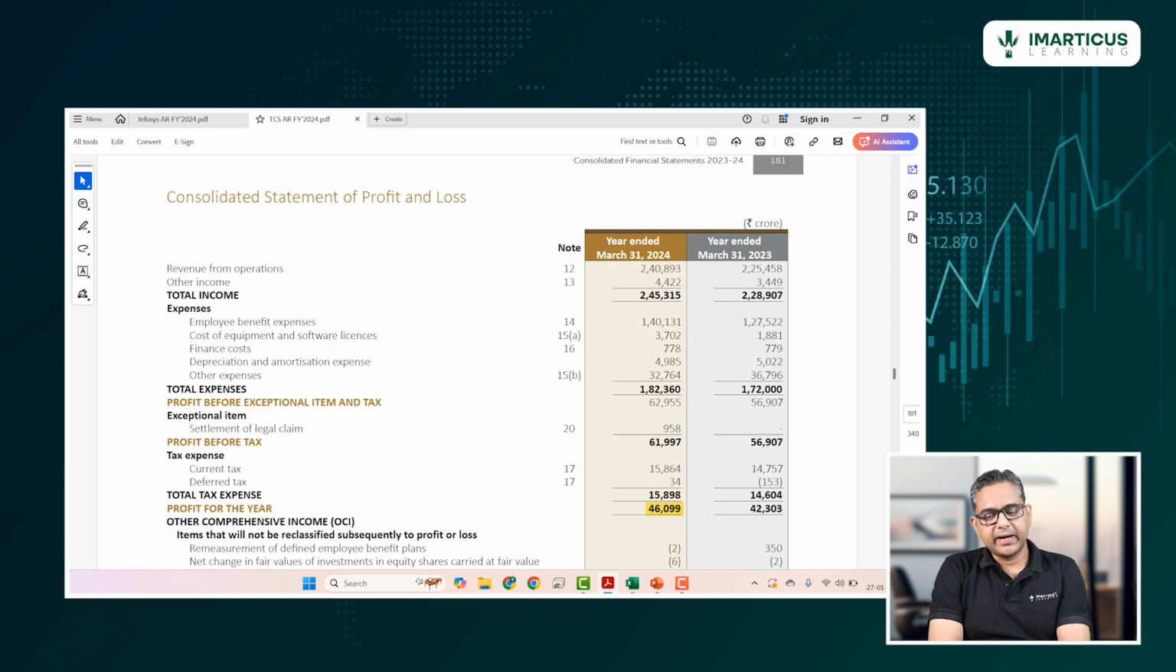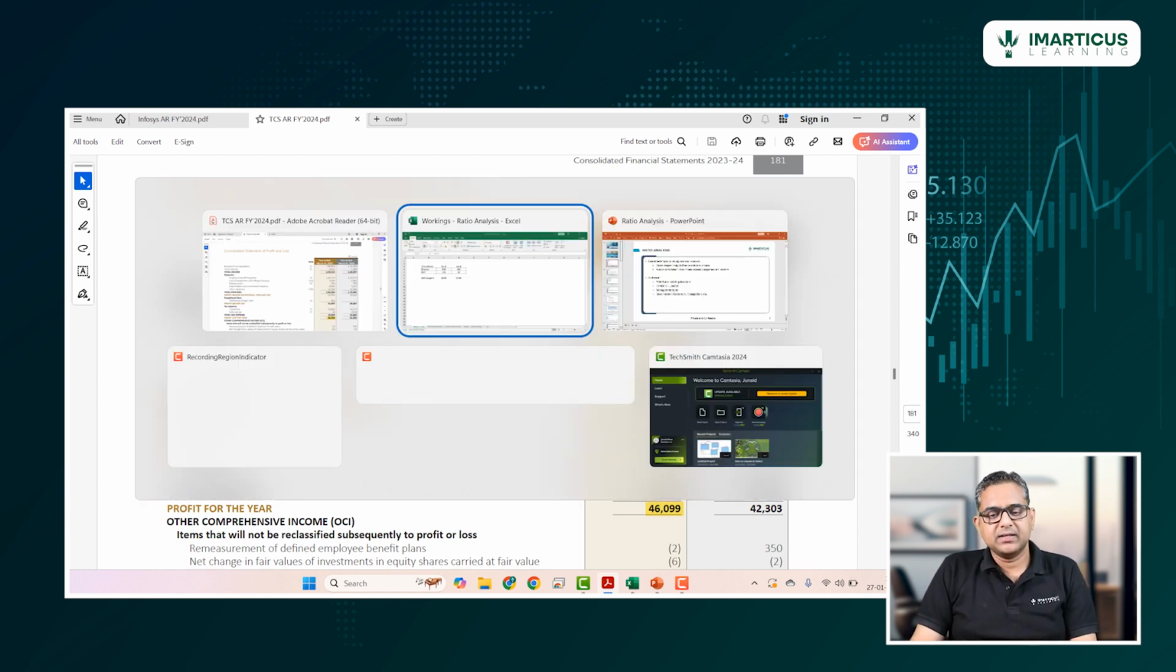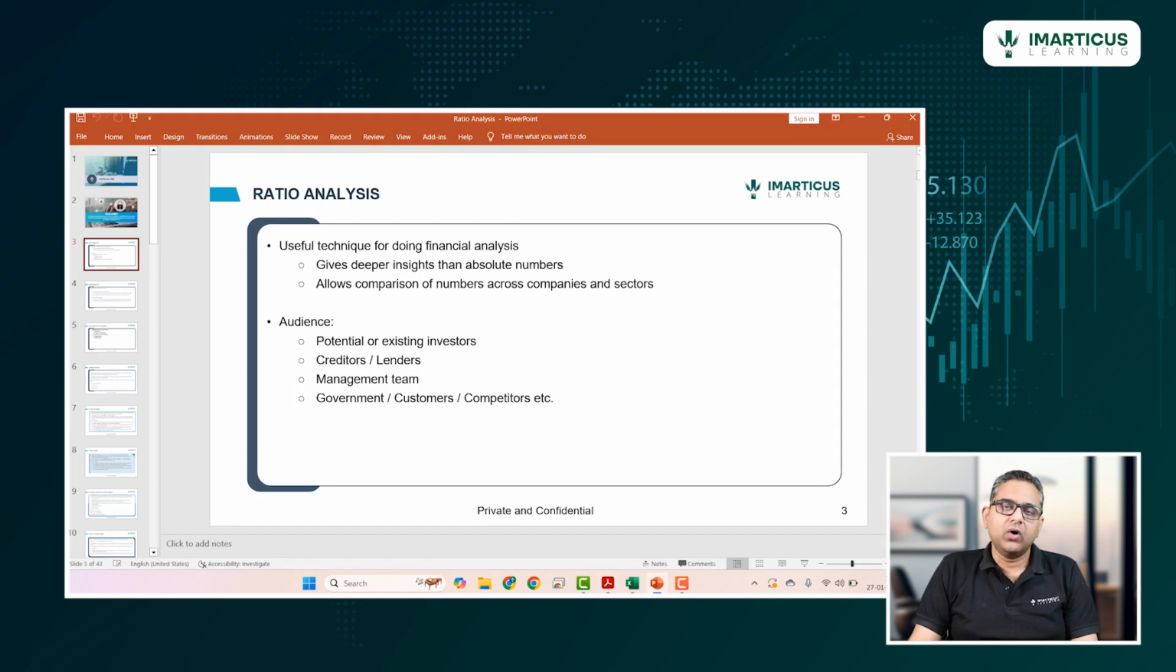So what we are trying to say here is that just looking at absolute numbers does not give us a complete picture. We need to look at ratios to not only analyze the data of one company, but for any comparison of companies in the same sector or across years, we need to do ratio analysis to do a proper financial analysis. As a financial analyst, it is very important that we are very clear about ratio analysis and comfortable with this topic to become a good financial analyst.